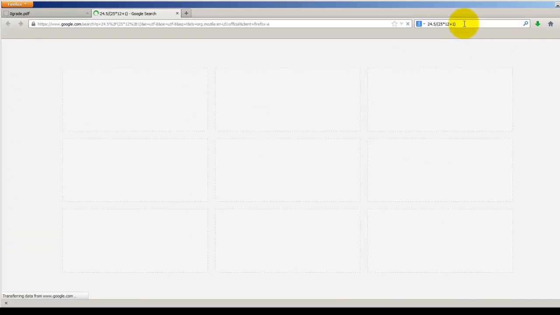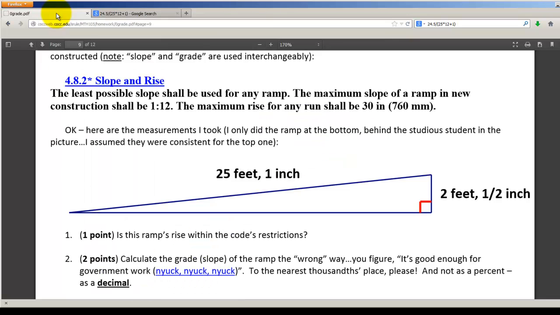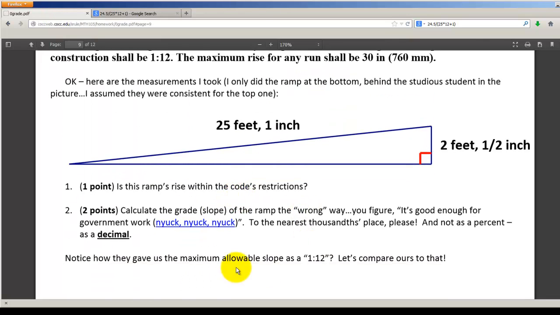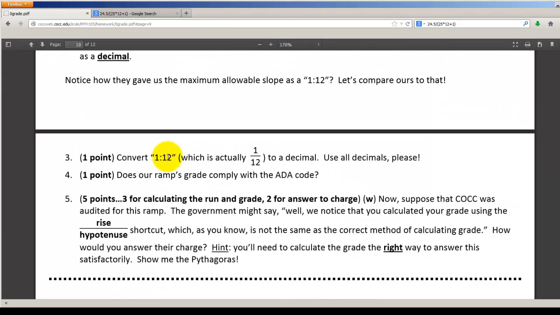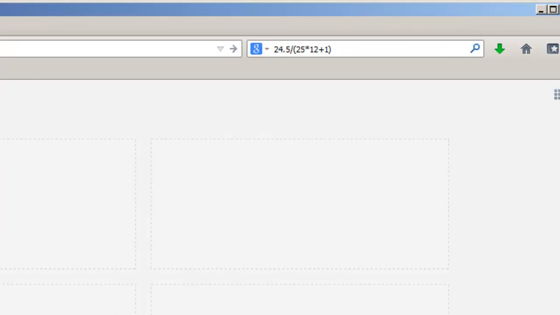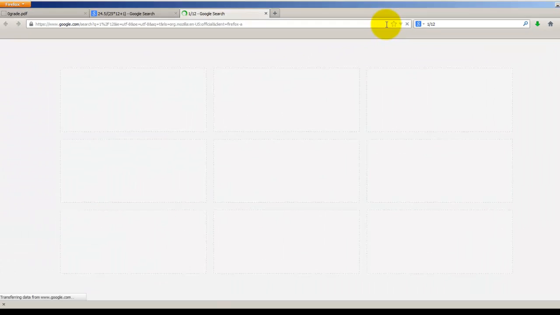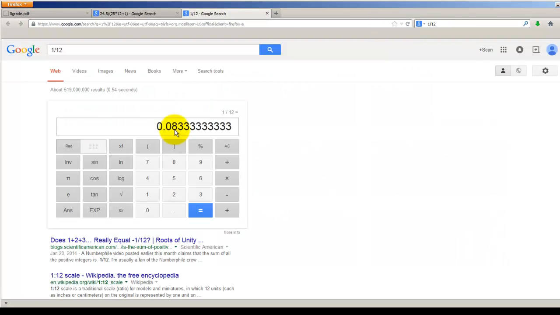All right, so let's go ahead and hit enter on that one. Looks like it's about 8.1%. 8.1% grade. So there's your grade right there, the wrong way. Now you might have noticed up here they also told us a 1 to 12 grade is the maximum allowable. So I wanted you to convert that to a decimal because as a fraction it's a little messy. But 1/12 as a decimal is 0.083 repeating, which is 8.3%.